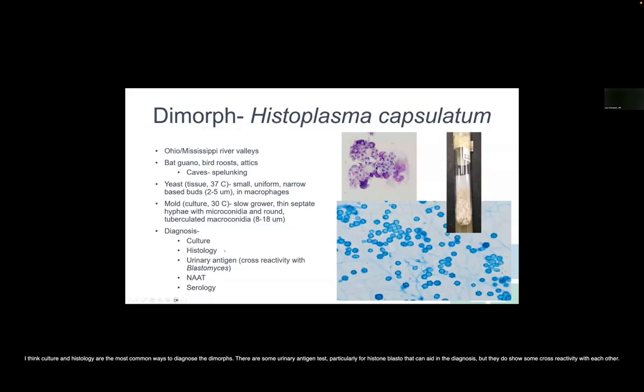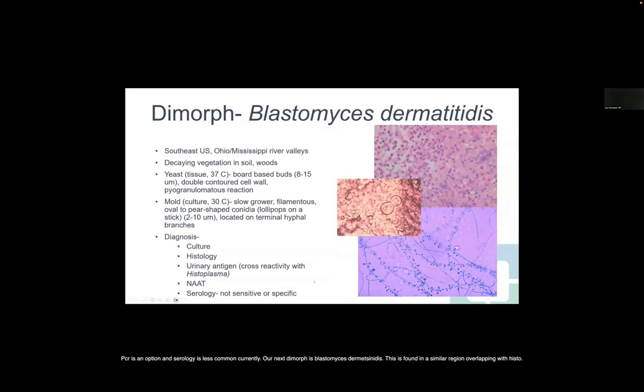I think culture and histology are the most common ways to diagnose the dimorphs. There are some urinary antigen tests, particularly for histo and blasto, that can aid in the diagnosis, but they do show some cross-reactivity with each other. PCR is an option, and serology is less common currently.